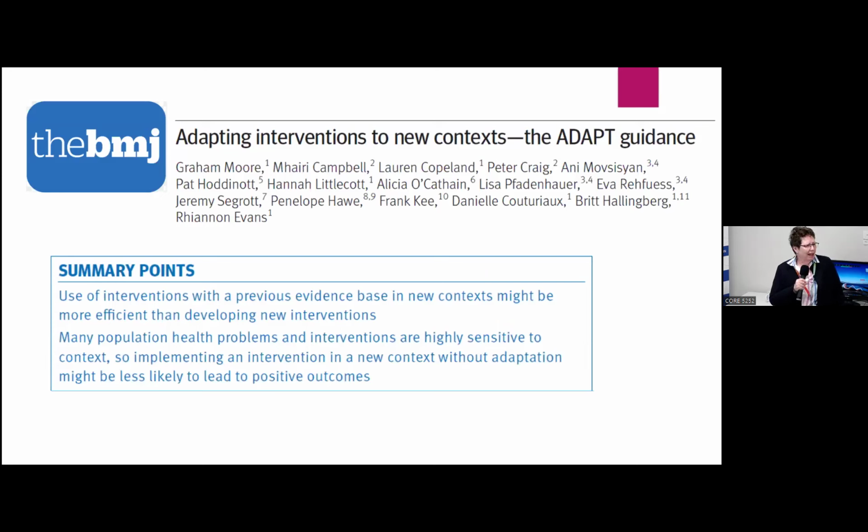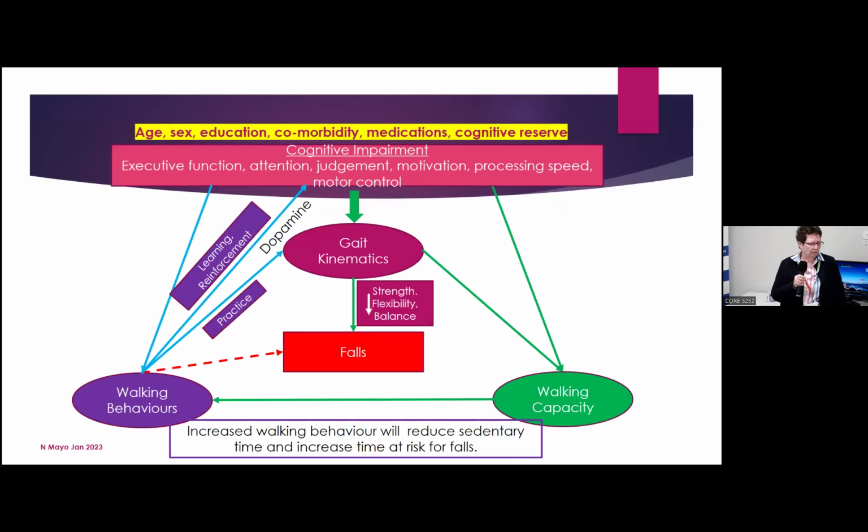So here's another framework. It's called Adapting Interventions to New Contexts, the ADAPT guidance. So I have an intervention that was used in seniors and Parkinson's, and now I'm adapting it to a new context. And the argument is use of interventions with the previous evidence base in new contexts might be more efficient than developing new interventions. But many populations are highly sensitive to context. So this was our model. This is how we perceive that our intervention would work.